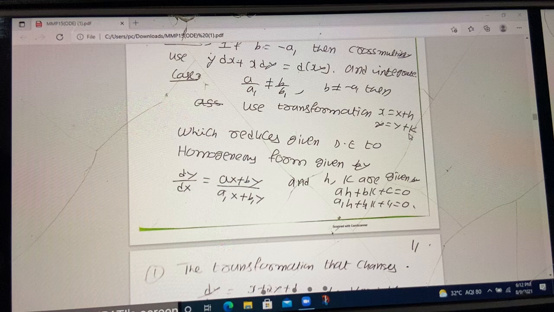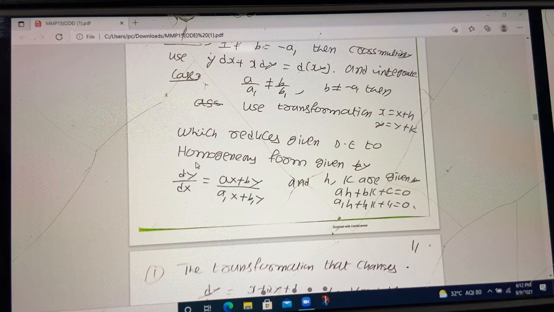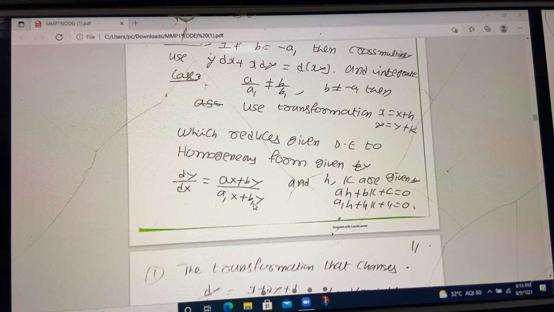Suppose they ask, what is the homogeneous form? Then you don't even need to solve this. You don't need h and k. Directly in the given equation, replace small x by capital X and small y by capital Y. That's it. That is the required homogeneous form. Remove c and c1, replace small x by capital X, small y by capital Y, and you get the reduced form.